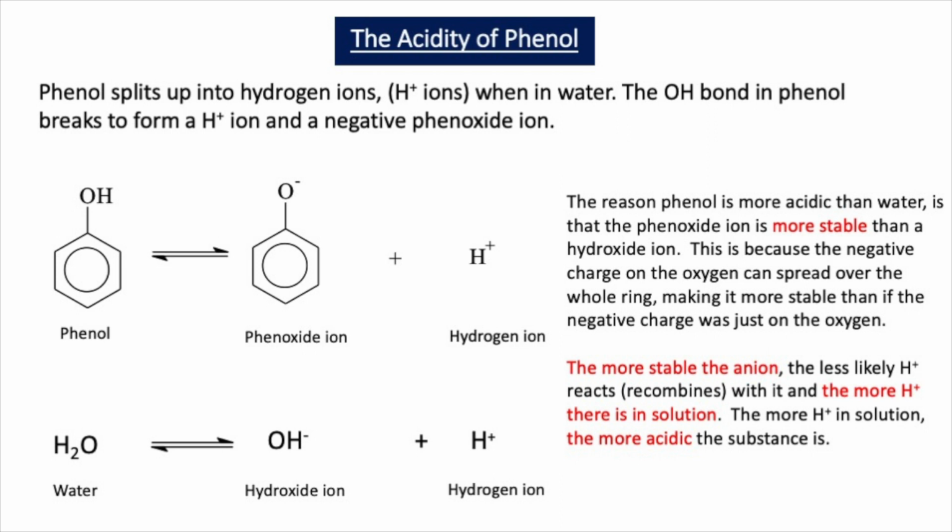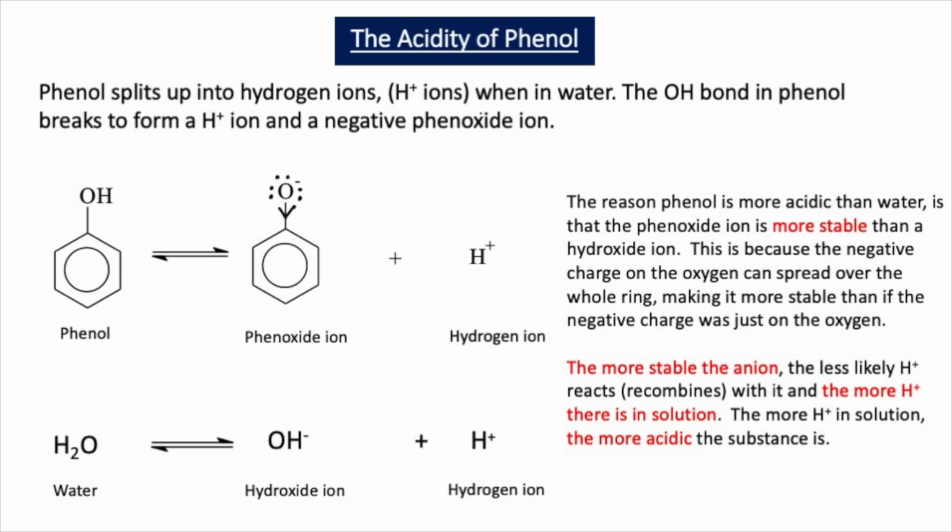And remember, the more H plus ions in solution, the more acidic the substance. So the phenoxide ion is more stable because lone pairs of electrons on the oxygen can get spread into the benzene ring, and this means that the negative charge on the oxygen is spread out over the benzene ring. So therefore the negative charge is not completely on the oxygen in a phenoxide ion. This makes the ion more stable, the H plus less likely to attack it, and that's why there's more H plus ions in solution, and that's why phenol is more acidic than water.